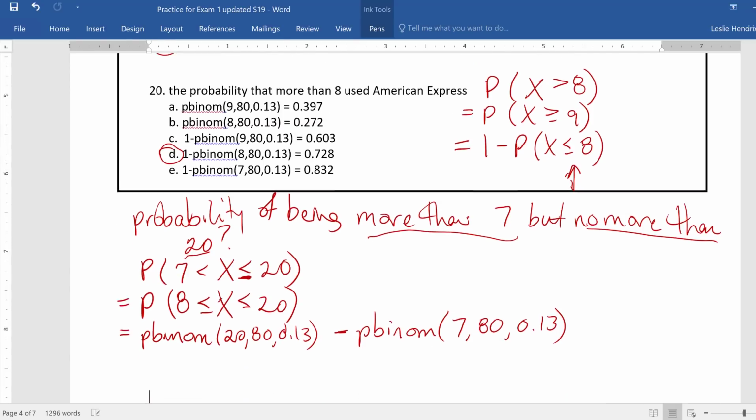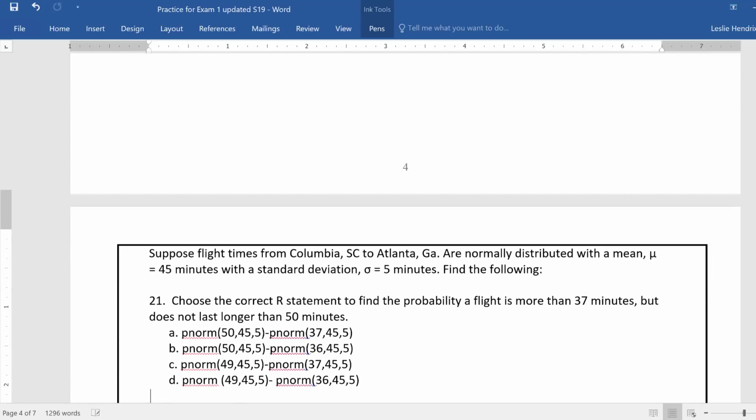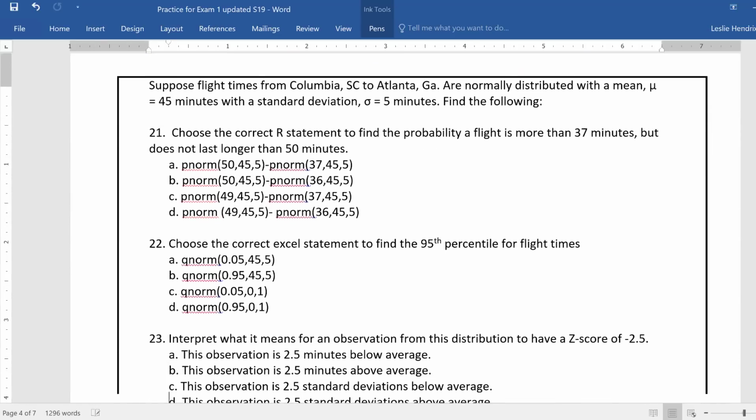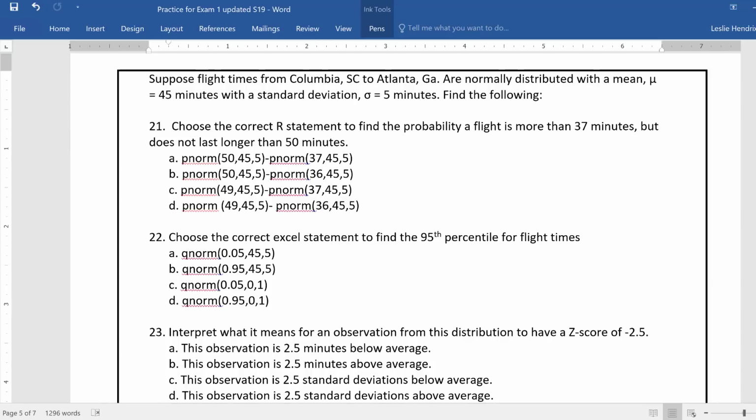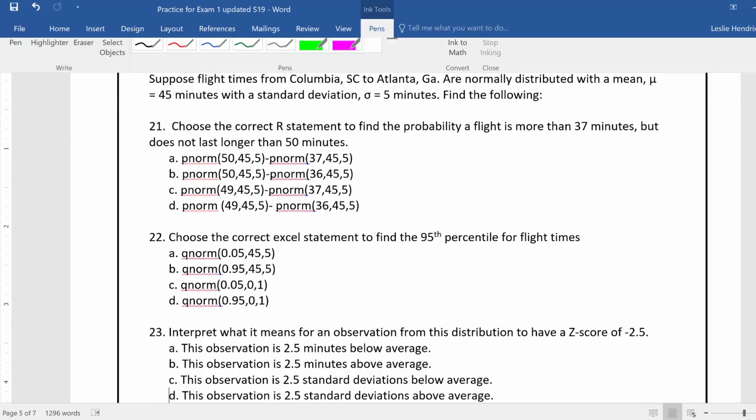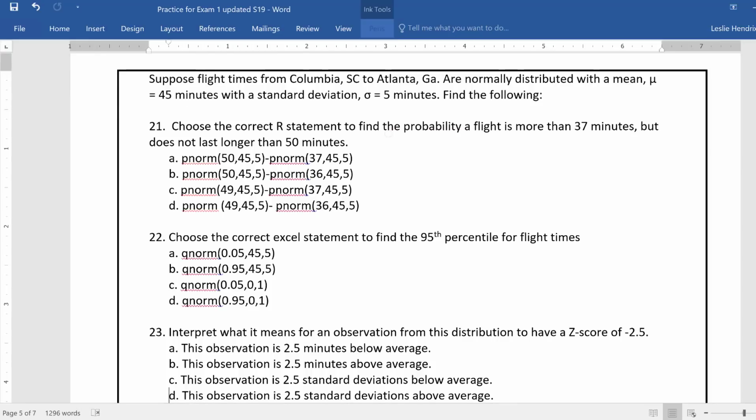You can use your Connect homework for study attempts to redo your homeworks and make sure that you're getting these correct. And I also have extra practice posted in Canvas.